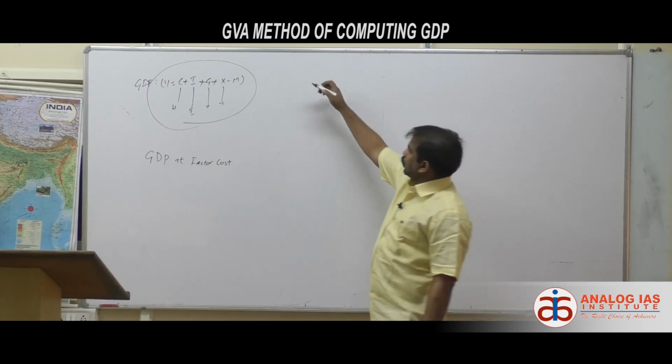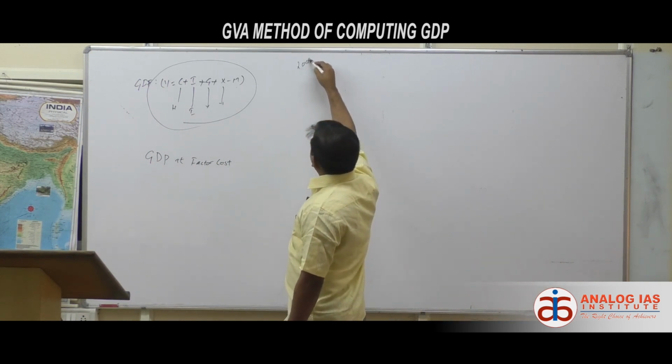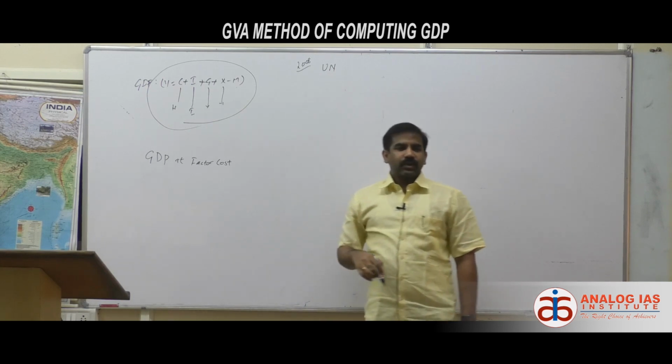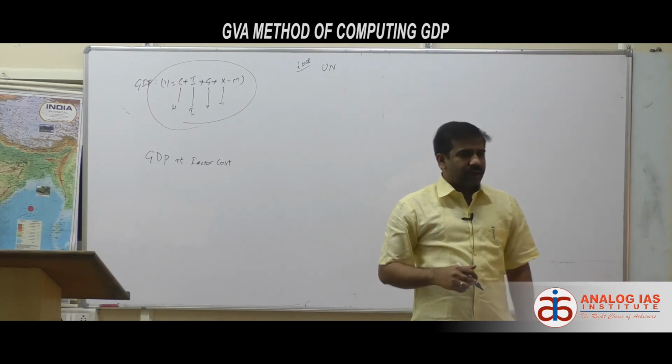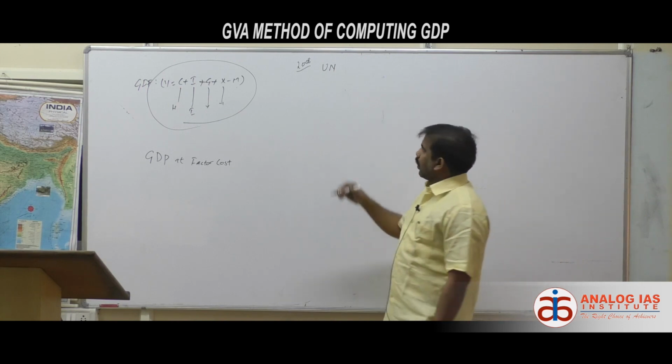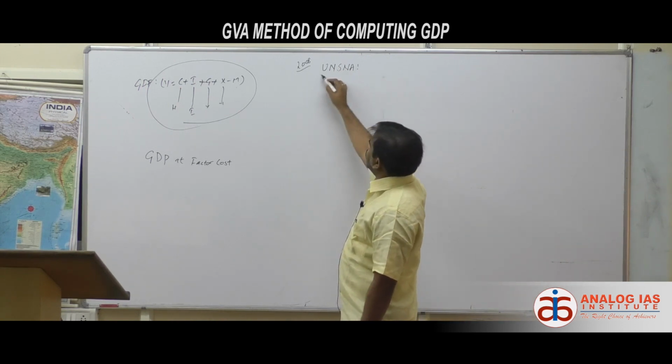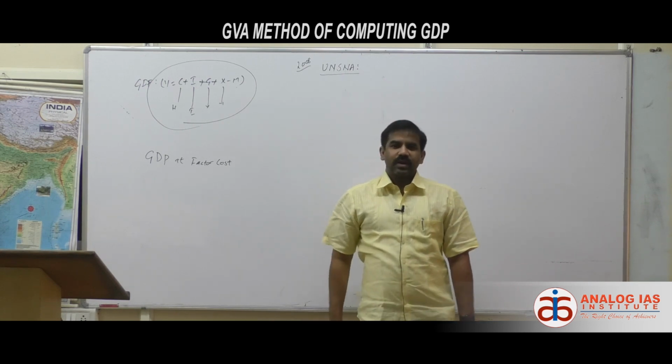But somewhere in the year 2008, the United Nations came up with one innovative measure of national income. That is what we call the United Nations System of National Accounts.